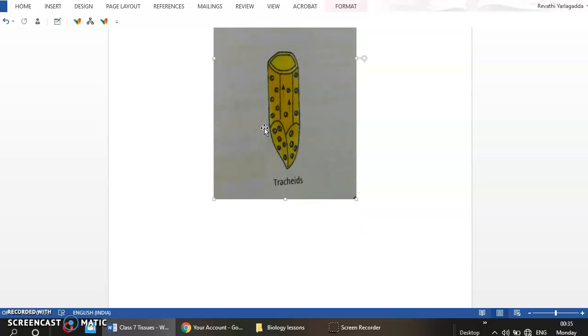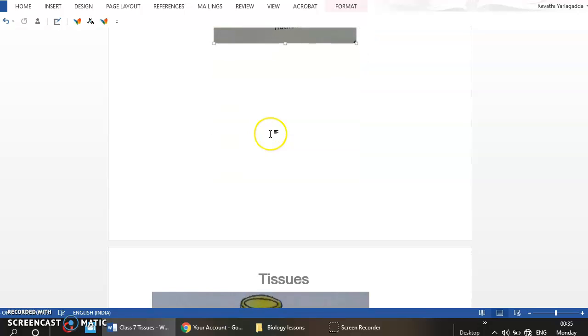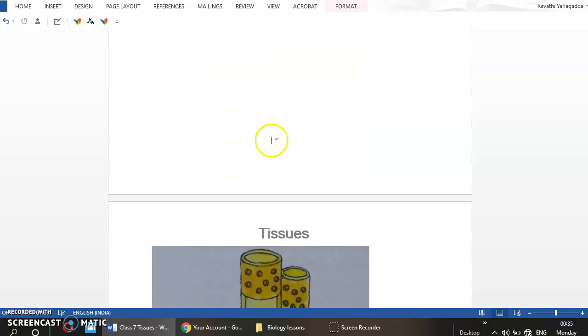They run along the entire length of the root. These tissues are present in the middle of all the parts of the plant, starting from root to stem, and in leaves also. In the middle of these parts, this complex tissue, xylem and phloem, is present.